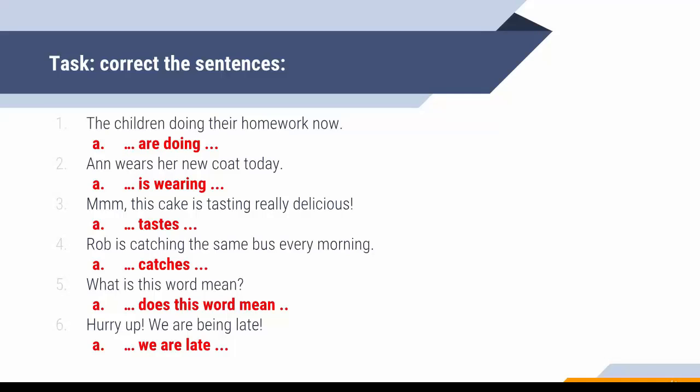Number 3. This cake is tasting really delicious. Taste, one of the verbs which can't be used in continuous tenses. So this cake tastes. 4. Rob is catching the same bus every morning. Every morning, repetitive action, which means present simple. Rob catches.